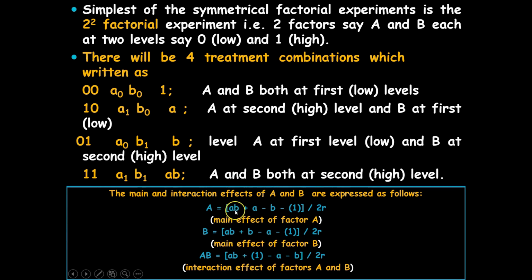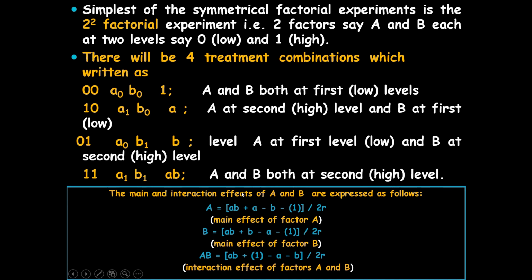So ab is simply both these factors at the second level. This is a at second level, b at second level, and similar is the case with this. And here both these factors are at their initial or low levels. So this is the way we can get the interaction effects of these factors. The 3 things are very important in assessing the factorial experiment.